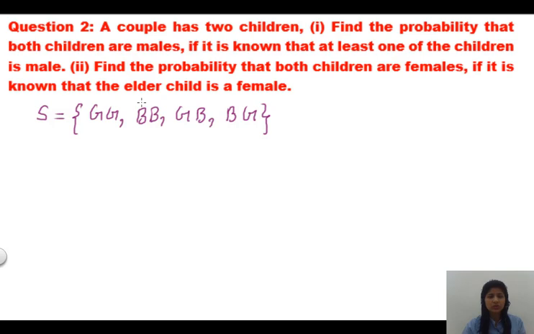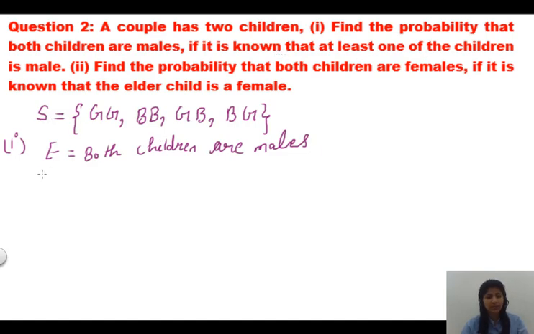In the first part, they are asking us to find the probability that both the children are males. So E is an event that both children are males. What if it is known, then this is the given condition, that it is known that at least one of them is a male. So F will be an event which shows at least one of them is a male, right? Here in the first one both males, in the second one at least one of the children is male.